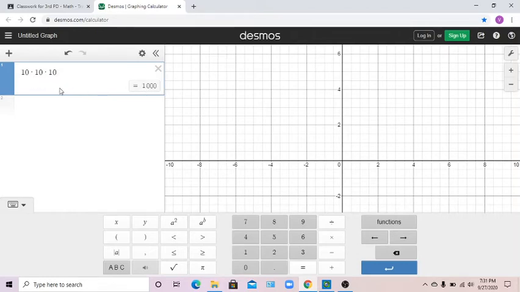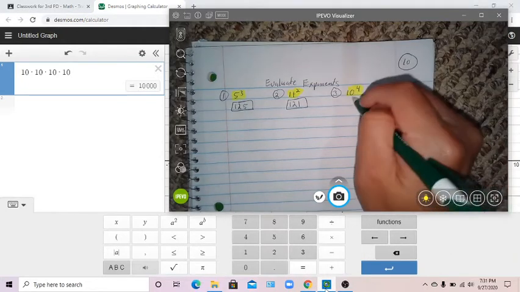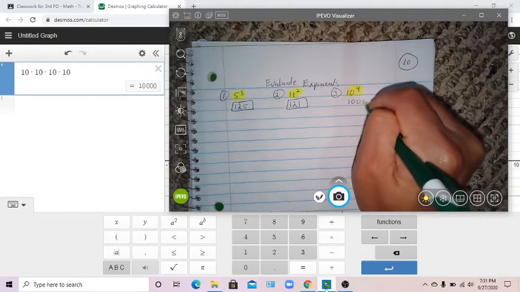And notice every time I'm adding a 10, right? 10 times 10 was 100, 2 zeros. 10 times 10 times 10 is 1,000, 3 zeros, right? Let's see what happens times another 10. Hey, 4 zeros, right? 10 multiplied by itself 4 times is going to have four zeros, so that's 10,000. So I'm going to go ahead and write that. 1, 2, 3, 4.